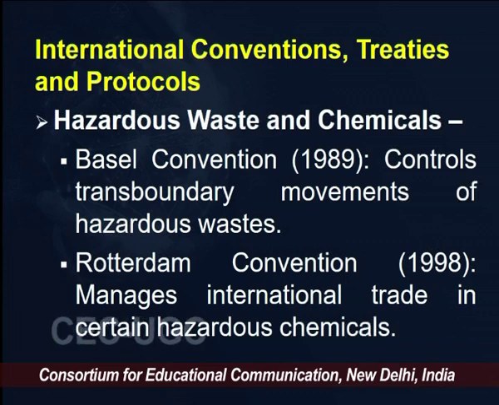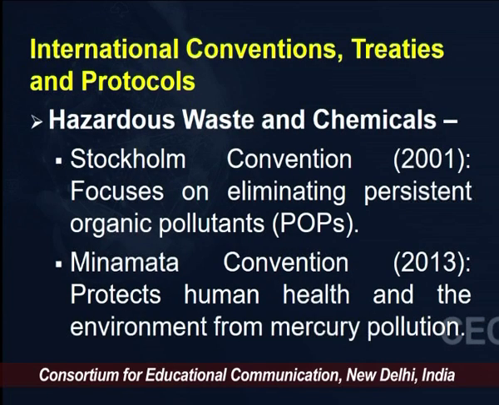Another area is hazardous waste and chemicals, and on that also some of the conventions took place. One is the Basel Convention 1989. The idea was to control transboundary movement of hazardous waste. Then Rotterdam Convention 1998. The idea was to manage international trade in certain hazardous chemicals. Stockholm Convention 2001, which focuses on eliminating persistent organic pollutants. Then Minamata Convention 2013 to protect human health and the environment from mercury pollution.